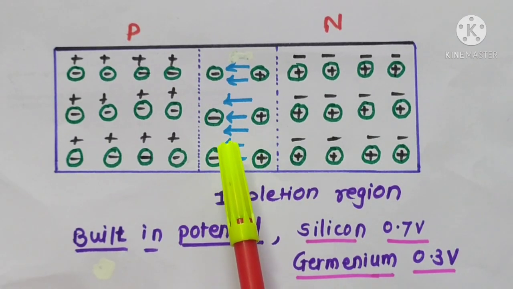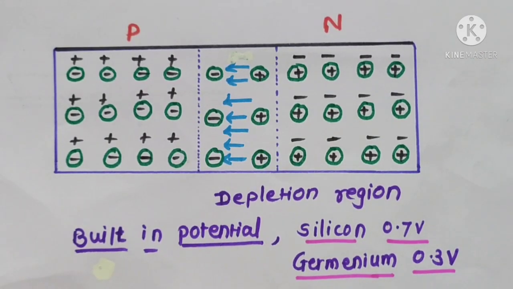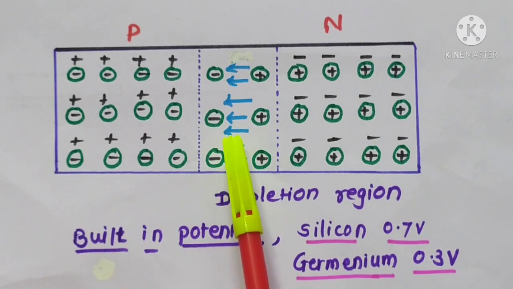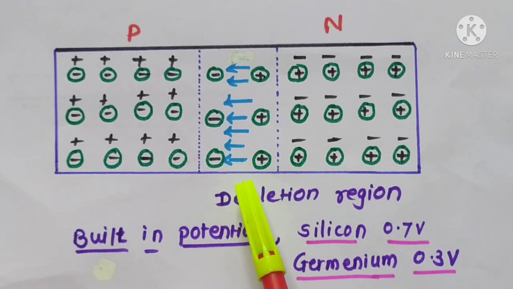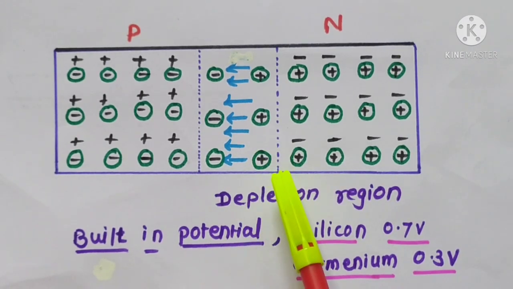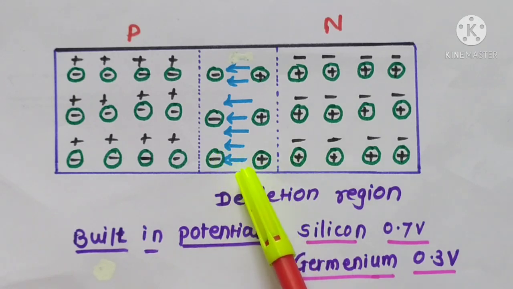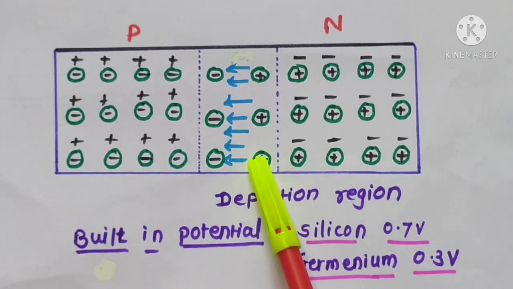On the other hand, if the applied external field is in the opposite direction to this built-in electric field, in that case the resistance which is offered by the depletion region will reduce. Okay students, so remember this sentence.